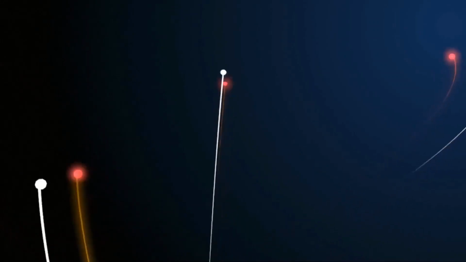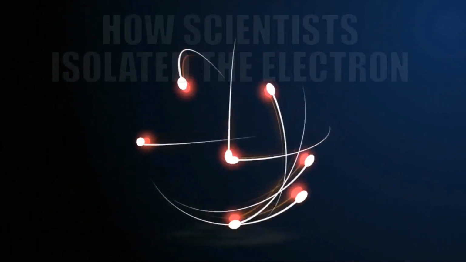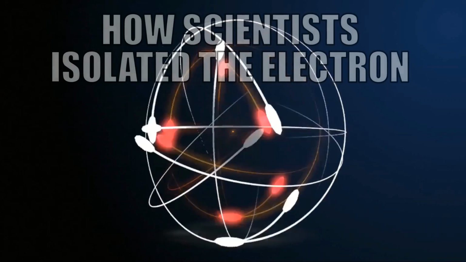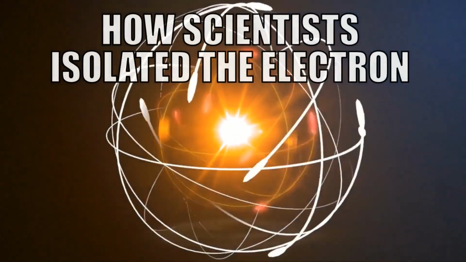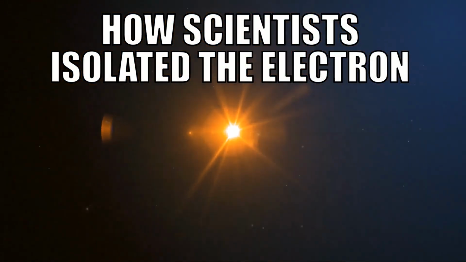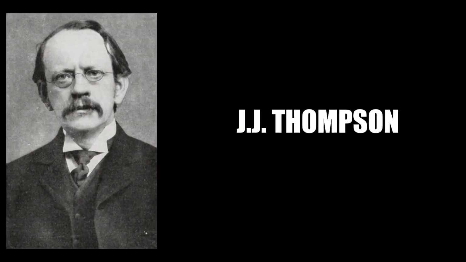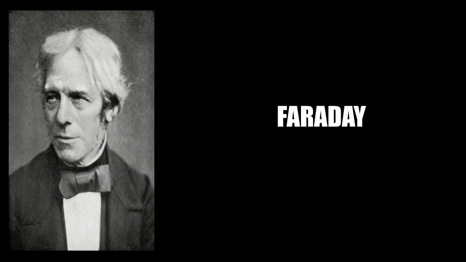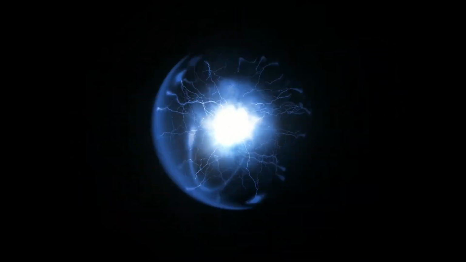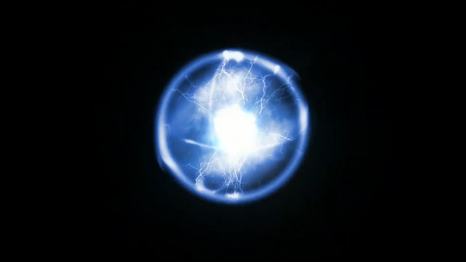This is Scienceorzo. Today I'm going to explain how scientists isolated the electron from the atom. This includes cathode rays, properties of cathode rays, and famous scientists like J J Thomson, Stoney, and Faraday. So before we jump into that, let's go to the history of the atom.